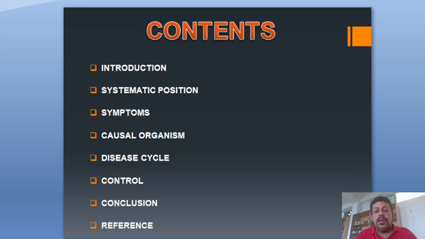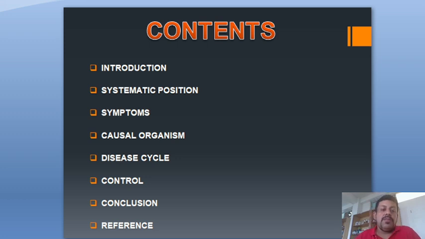The contents will be the introduction, systematic position, symptoms, the causal organism, disease cycle, control, conclusion, and definitely references. Because in each and every study we should have some references. The most relevant references also help us to know the disease cycle, their occurrence, and what their present status is in India as well as abroad.